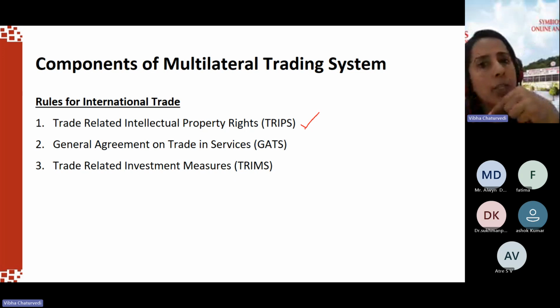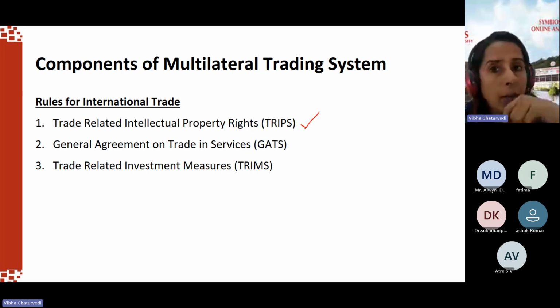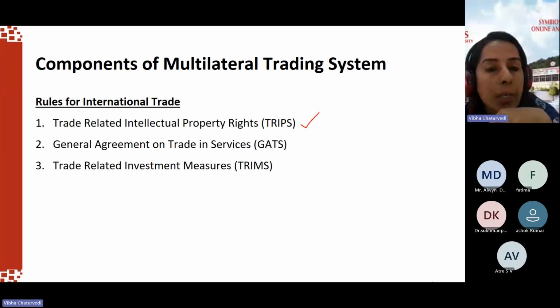Now, the reverse is not true. That's the irony, which means that at any point in time, if these private investors want to withdraw their money from your country, they are free to do that. So that is why it is said that the rules and regulations of WTO mostly favor developed countries, and not the developing countries.